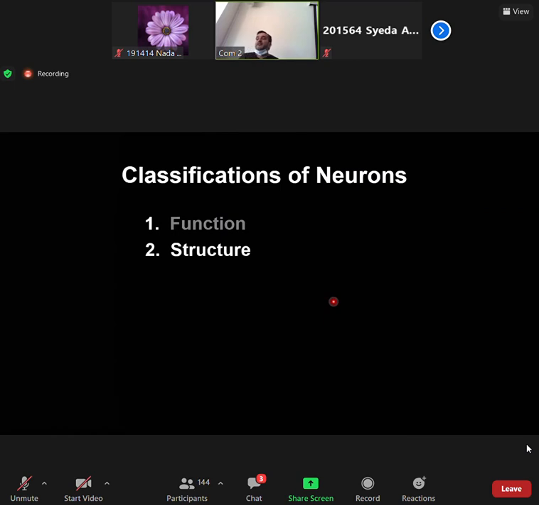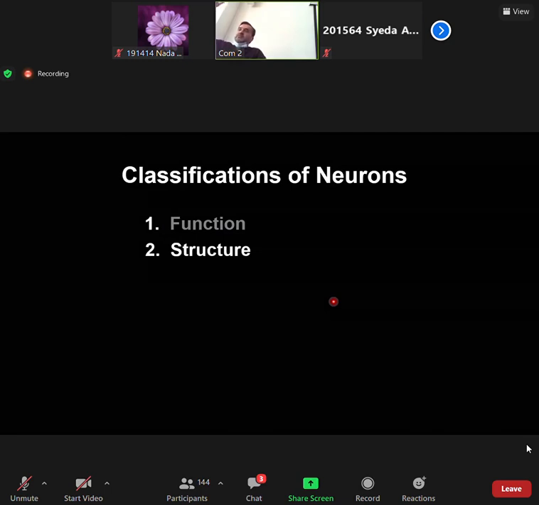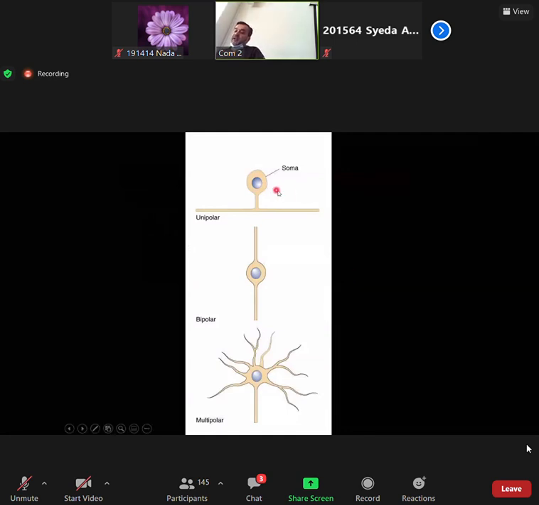The other classification of neurons can be based on their structure. So we did the classification based on sensory, motor, or interneurons. We can also classify neurons based on their structure. It could be unipolar, bipolar, and multipolar. So you can have a unipolar neuron with one neurite coming out from the cell body. You can have a bipolar neuron which has two neurites coming out, and you can have a multipolar neuron which has multiple neurites coming out from the cell body. So this is the example of unipolar, this is bipolar, and this is multipolar.